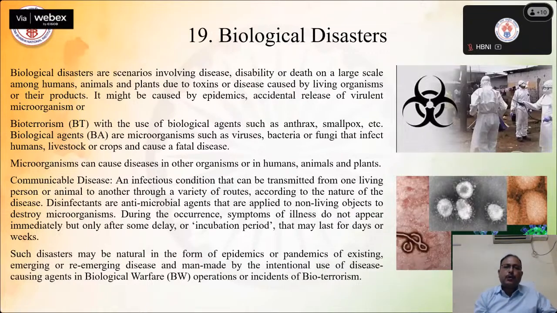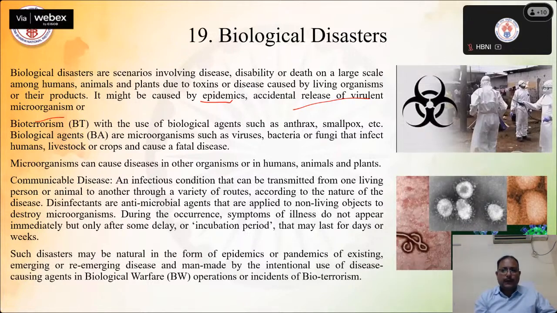So biological disasters are scenarios involving disease, disability, or death on a large scale among humans, animals, and plants due to toxins or disease caused by living organisms, and they might be caused by epidemics, accidental use of microorganisms, or bioterrorism, with the use of biological agents such as anthrax, smallpox, etc. Biological agents are nothing but microorganisms such as viruses, bacteria, fungi that affect humans, livestock, or crops. Microorganisms can cause disease in other organisms, or in humans, animals, plants.